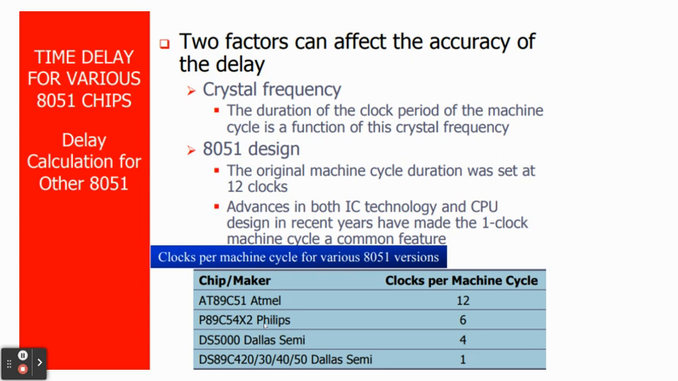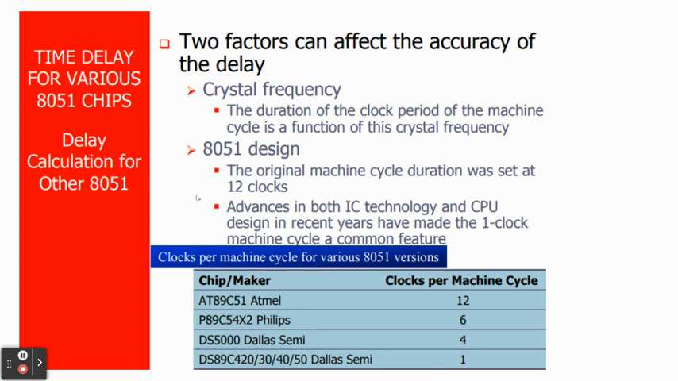For the other kind, which is made by Philips, the P89C54X2, the clocks per machine cycle is equal to 6. On the other hand, for the DS5000 by Dallas Semiconductors, it's 4. And for their other chips, the DS89C420, 430, 440, or 450, this is the DS89C4X0 series, it's equal to 1 clock per machine cycle.